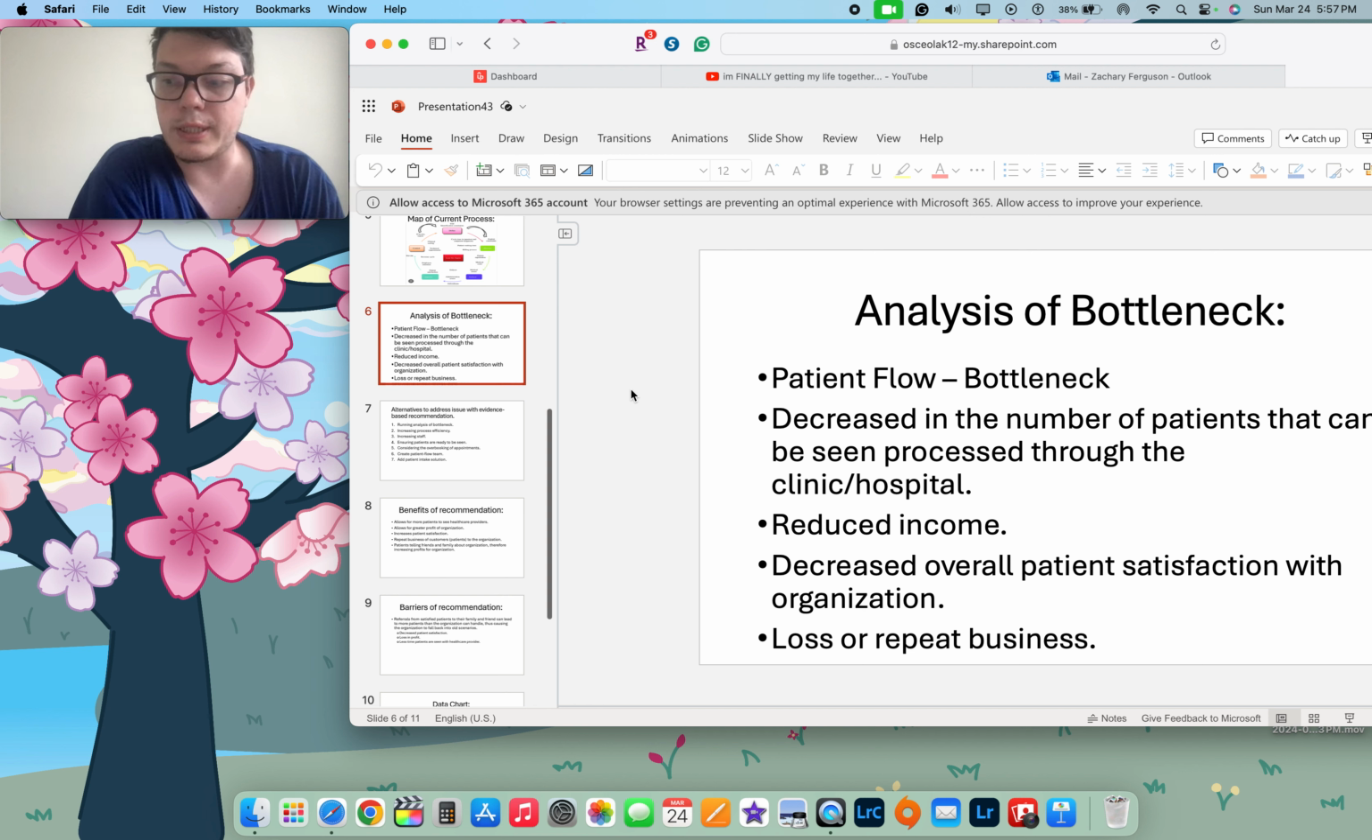So analysis of the bottleneck for my organization would be, the bottleneck is patient flow, like I mentioned, from the time they walk into the hospital to the time they leave, or if they don't leave, but they get their medical diagnosis and treatment. So the bottleneck would be the decreased number of patients that can be seen and processed through the clinic and hospital. That causes reduced income, as I mentioned before. Decreased patient satisfaction, which ultimately hurts the organization because patients don't return. As I said, loss of repeat business of those patients as well.